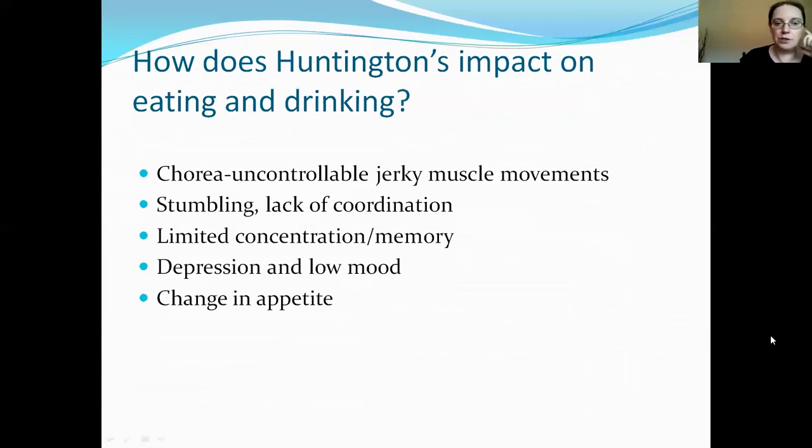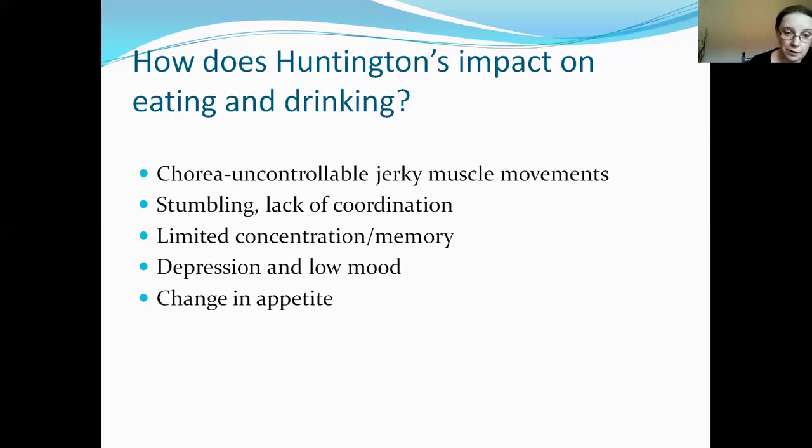So how does Huntington's impact on eating and drinking? Okay, so as we've said before, they have these chorea-like movements, these uncontrollable jerky muscle movements. That uses up quite a lot of energy and will burn off quite a lot of calories. And so you often find that you get quite a lot of weight loss from that, especially if the person isn't eating enough. So you have the stumbling, that lack of coordination. So they have clumsiness, which causes difficulty with eating and drinking, as you imagine. They become quite messy. They're quite frightened of spilling food. They may be embarrassed, so they then may avoid eating, particularly in public.